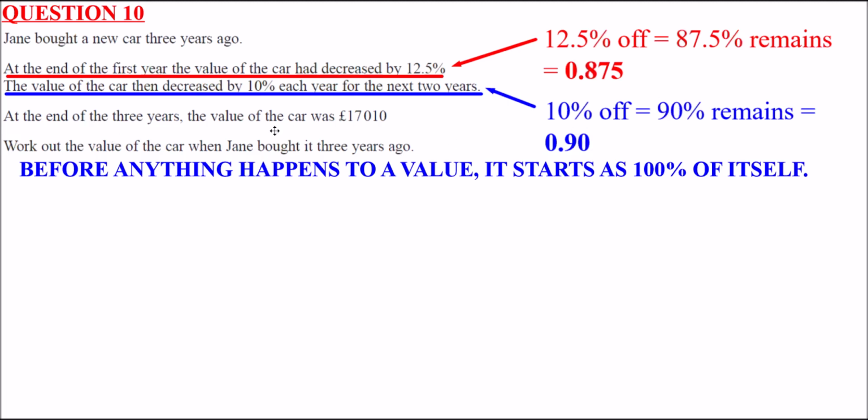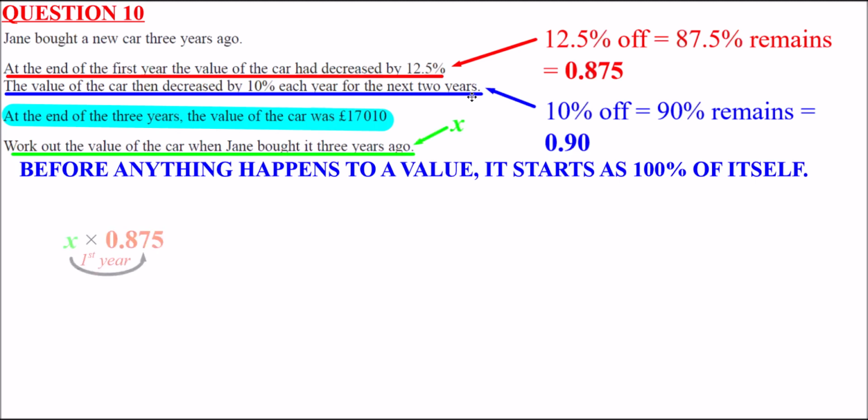So piecing this all together, we know what the final value was. We need to know what the initial value was before it went down in value. So what we're going to do here, the end of the 3 years was 17,010. We don't know the start value, so we're going to call that start value simply x. So for the first year, x has been multiplied by 0.875. In other words, that's how you get the decrease of 12.5% in the first year.